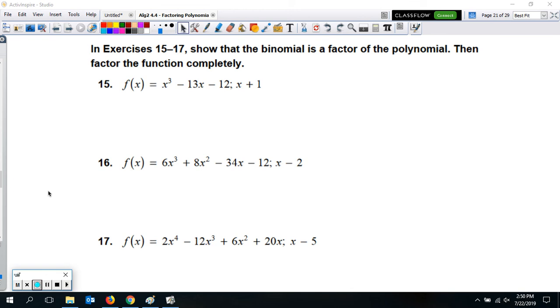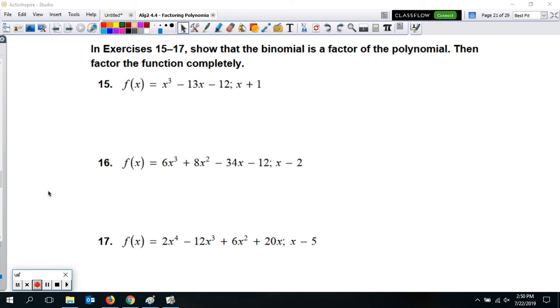Okay, so on 15 to 17 here, it's just going to say show that the binomial is a factor of the polynomial. So we're going to show that in one of two ways, really. It says then factor the function completely. I'm not going to worry about factoring the function. We've done enough factoring at this point. I just want to do the first part really on these three problems.